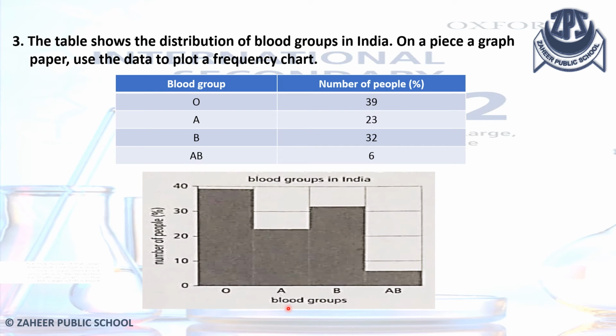Write O, A, B, and AB, the different blood groups, and the number of people in percentages marked as 10, 20, 30, 40, and so on. We don't need above 40. So suppose here O blood group has 39% of people, so we mark below 40, which shows 39%, and 23% of people have A blood group, marked with 23, and 30% of people have B blood group, and 6% of people have AB. So you have to make such a kind of bar chart.